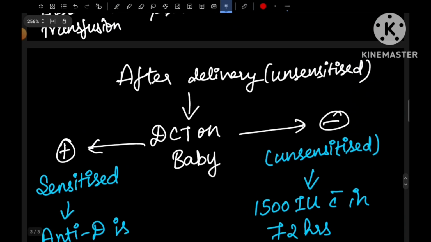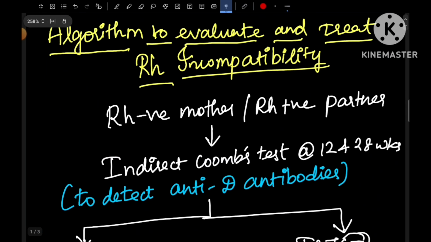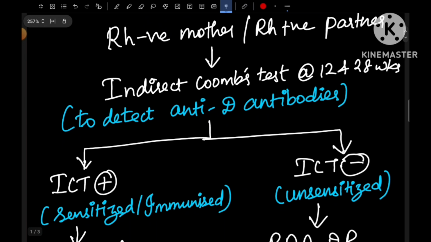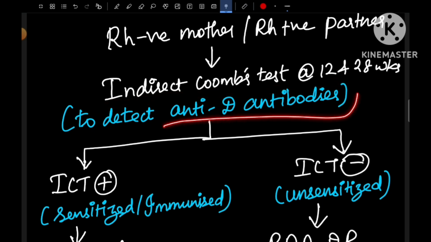So we're going to revise it. Just one revision, it will be enough. See, guys, what we dealt with now is the algorithm to evaluate and treat Rh incompatibility, right? See, if you see an Rh negative mother and it is not a first pregnancy, it is a second or third pregnancy, and the partner is an Rh positive partner, what you should do? First, do an ICT, indirect Coombs test, at 12 and 28 weeks. What is this done for? To detect anti-D antibodies, right? To detect anti-D antibodies.